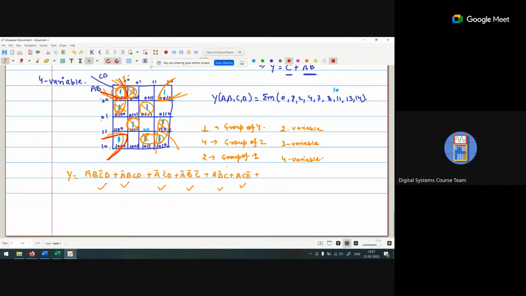So first of all, with respect to the two columns, we check. C is 0 and 1, but D is 0 and 0. So D bar is the constant. If we go with the rows, A is 0 and 1, and B is 0 and 0. So B is the constant. Okay. So in this way we can do it.